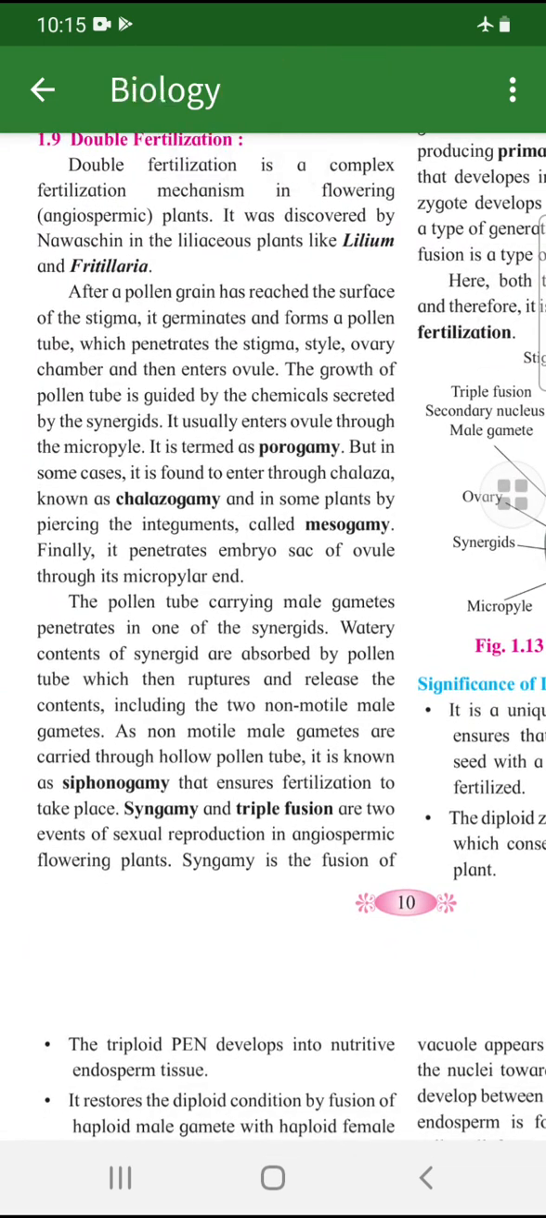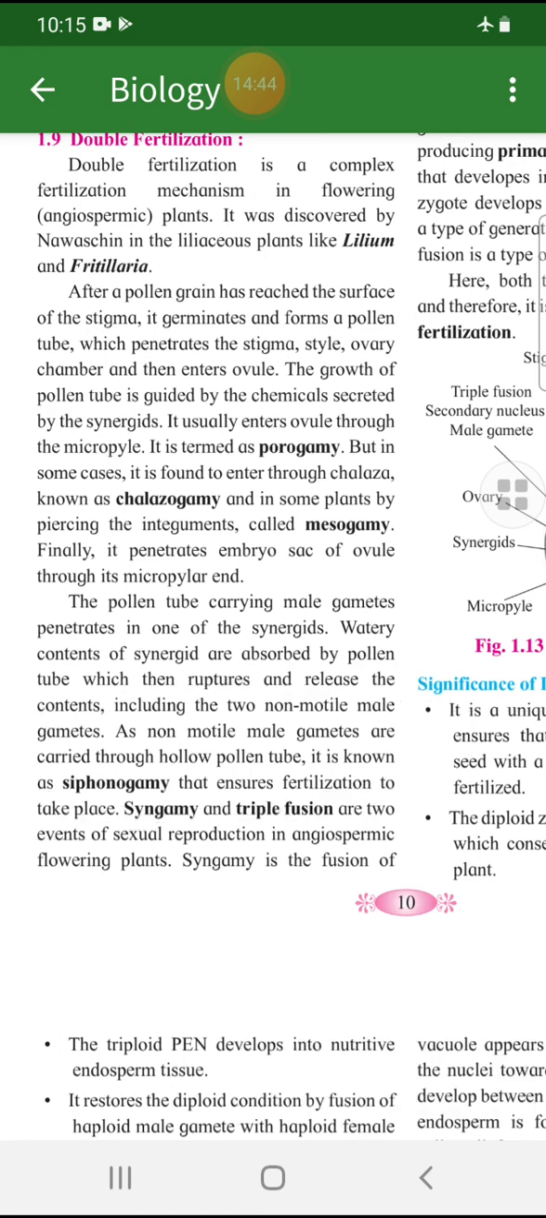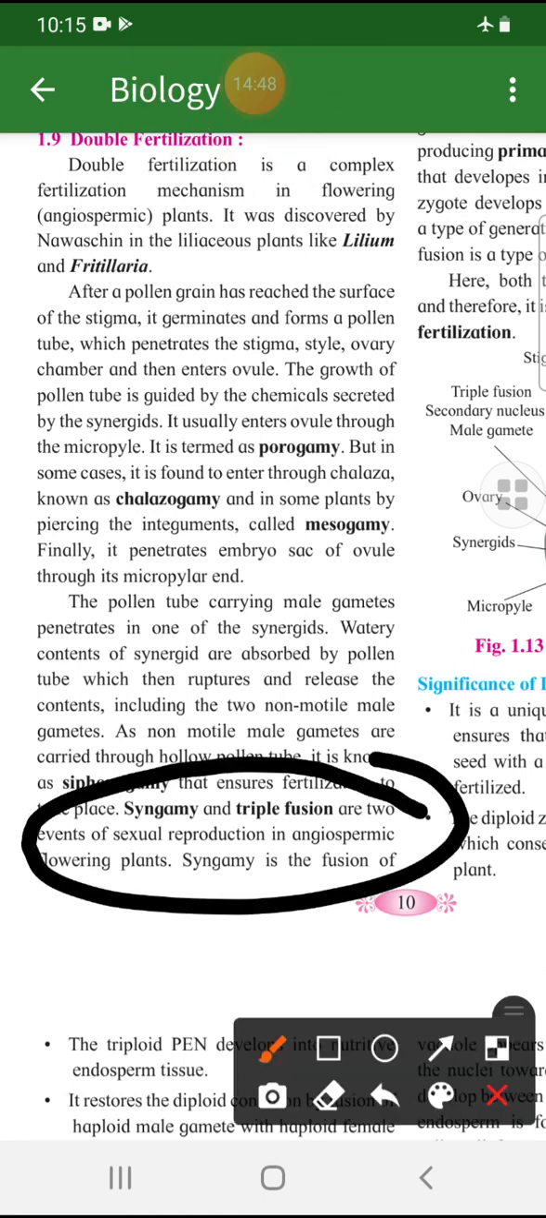Then an important thing you have to remember is syphonogamy. Syphonogamy means the pollen tube carries non-motile male gametes. And what is the purpose? To ensure fertilization. That will give 100% fertilization. Then what do you mean by double fertilization? Double fertilization is syngamy and triple fusion happening together.